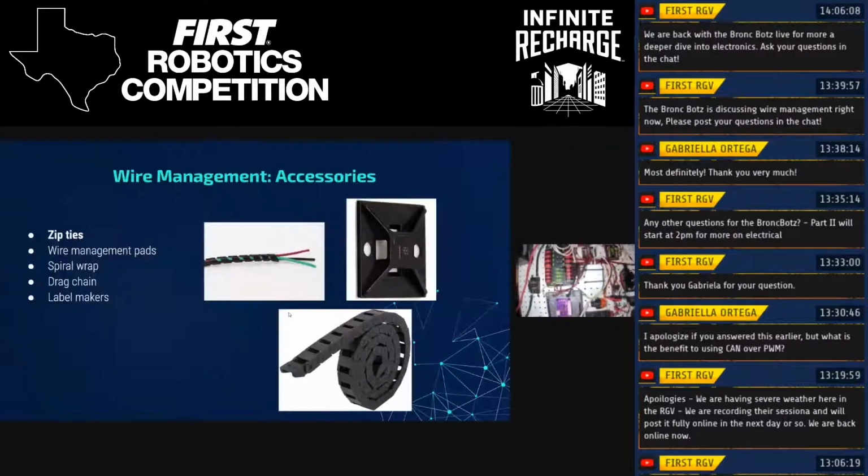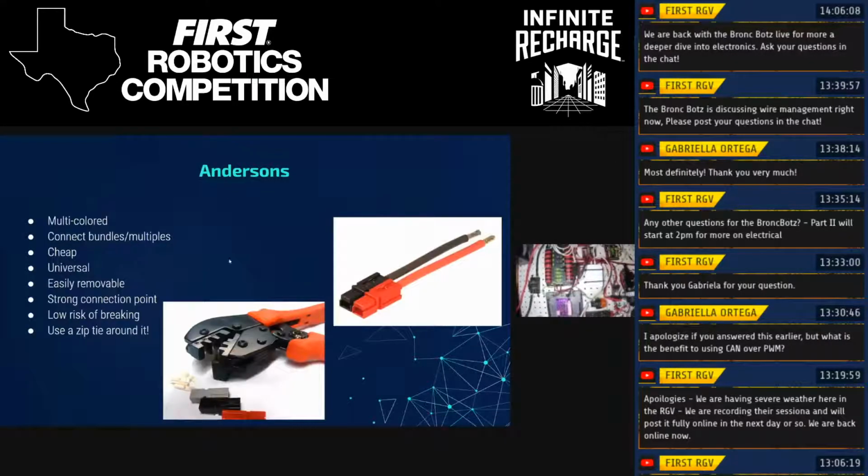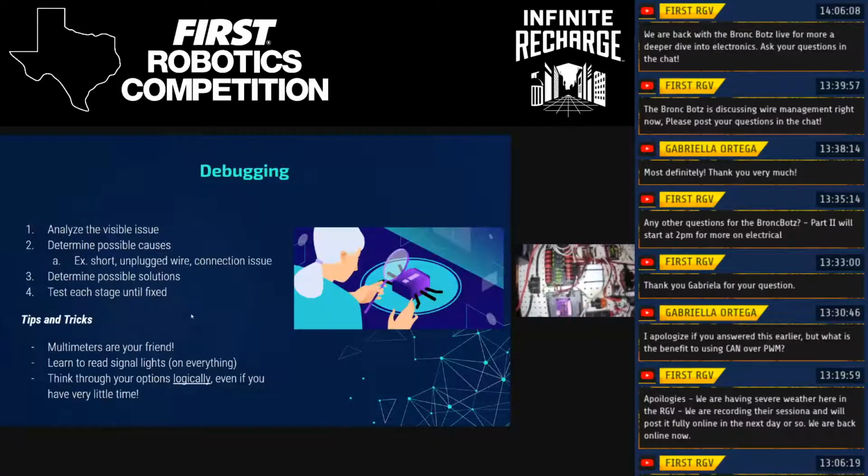So kind of the last thing that we want to cover really quickly here, I went over Andersons a little bit. I love these things. Please look into them because they're super useful for FTC or FRC. We use them all the time. Last thing is debugging.